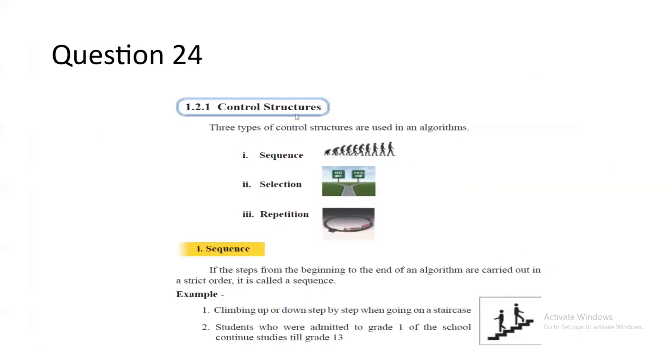So in your textbook in grade 11, you have three control structures mentioned, right? Sequence, selection, and repetition. Sequence means from beginning to the end, the steps will be carried out in a strict order, one after the other, one after the other, like that. Like you're climbing stairs.